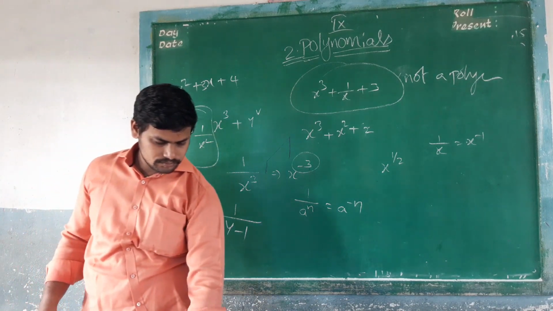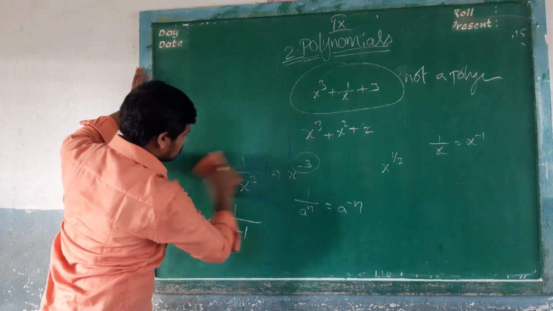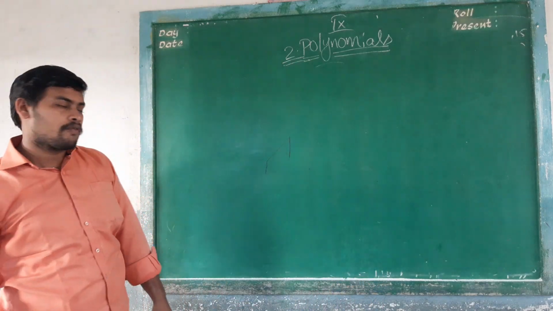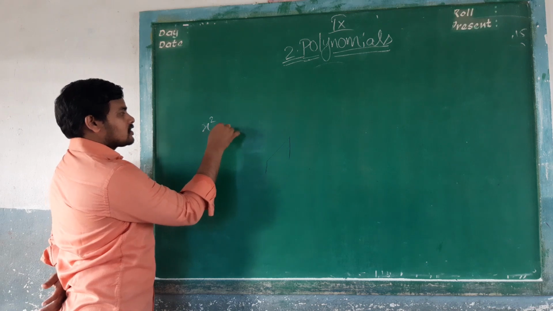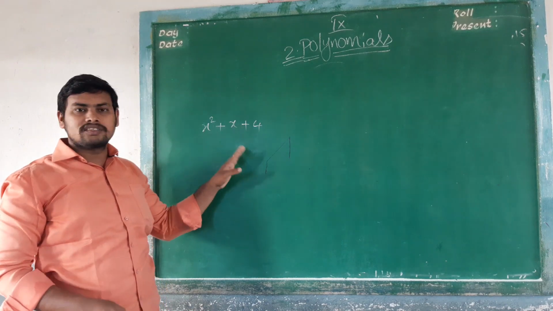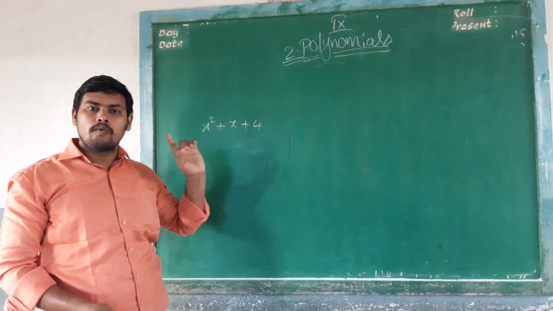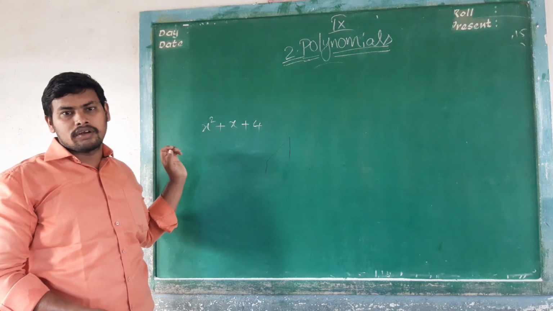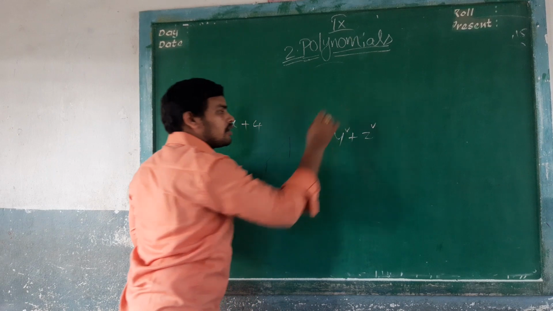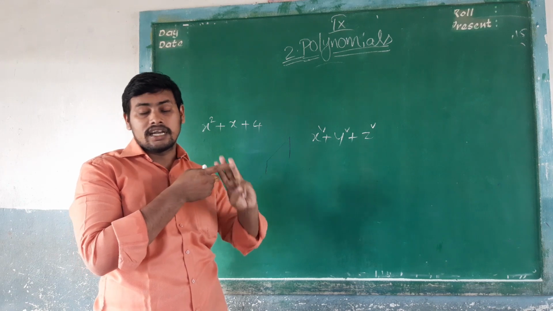Next, polynomials in one variable. x square plus x plus 4. How many variables are there? There is only one variable, that is x. There is only one variable used in this particular expression. Suppose x square plus y square plus z square. How many variables are there? x, y, z. There are three variables.